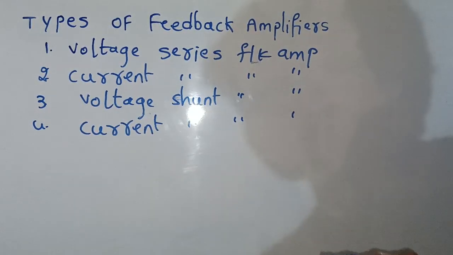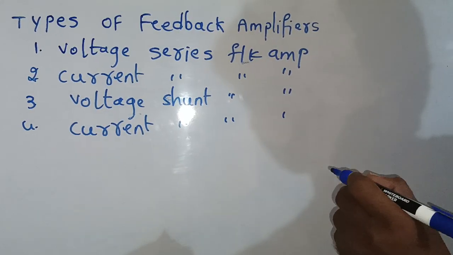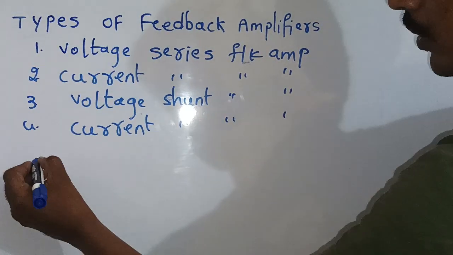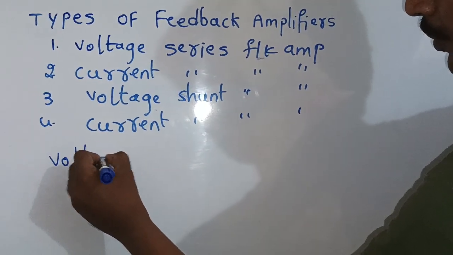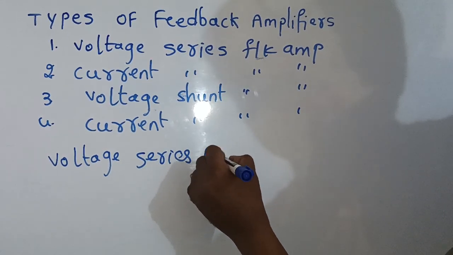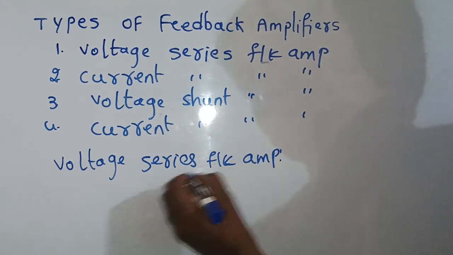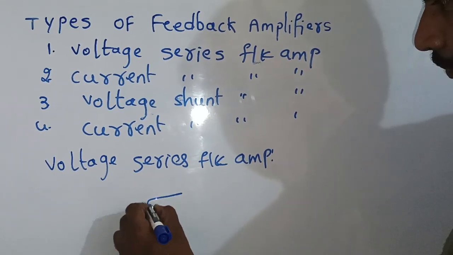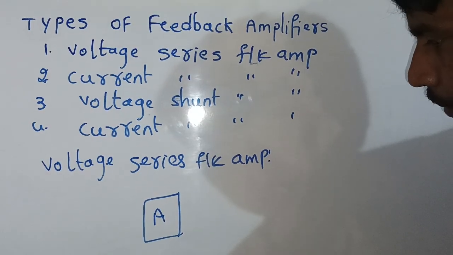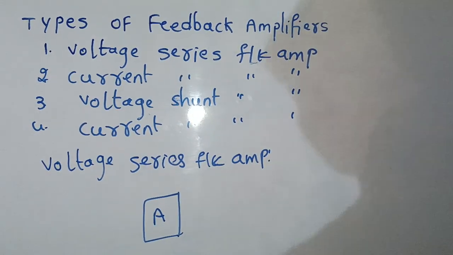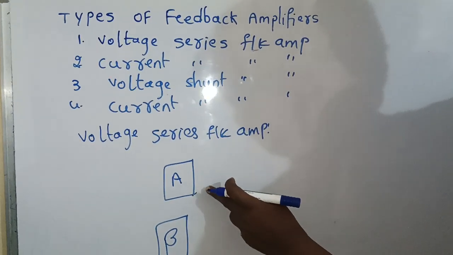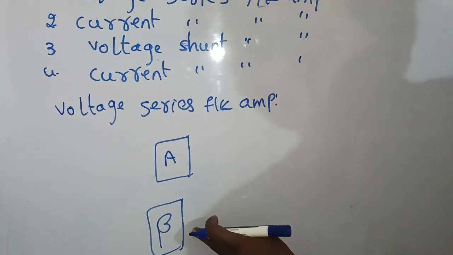How to remember the basic block diagrams of those 4 feedback amplifiers? I will explain in an easy way. Go to the first one, voltage series feedback amplifier. Here we have one amplifier that is represented with A, and we have another, the feedback network beta. This is common for all the 4 types of feedback amplifiers. Open loop gain A belongs to the amplifier, and beta is the feedback network.